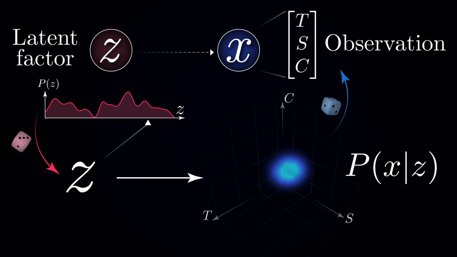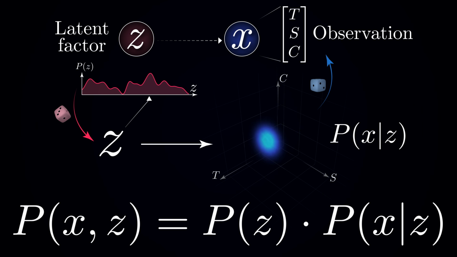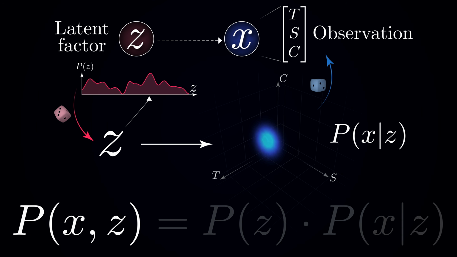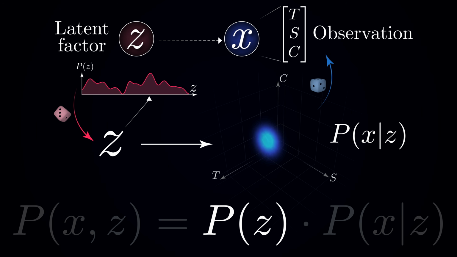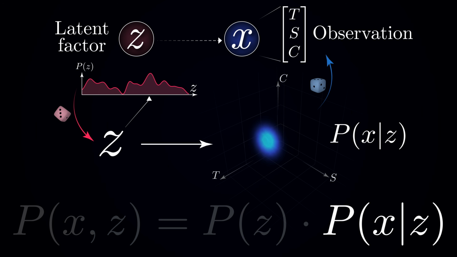In probability notation, we can write the following formula. This equation tells us that the joint probability of both x and z occurring together equals the probability of first stumbling upon the right value of the latent factor multiplied by the probability of our measurements given that specific latent factor.